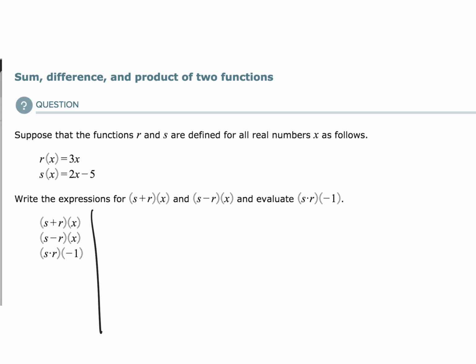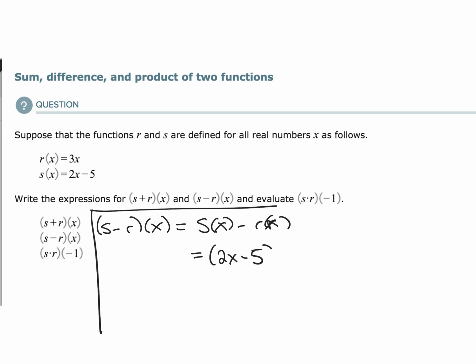Okay, so now for s minus r of x, just remember that s minus r of x is s of x minus r of x. So what's s of x? This is 2x minus 5 minus, what's r of x? 3x. There's nothing to distribute here because there's just one term, so I don't have to worry about accidentally not subtracting both terms. So this is 2x minus 5 minus 3x, and then I can group the 2x minus 3x, and what I get is negative x minus 5.